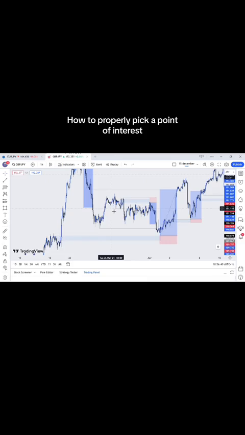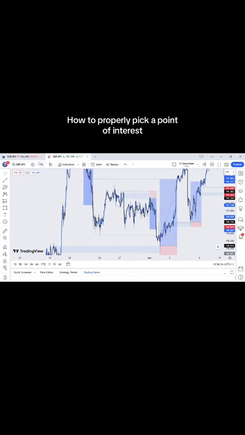Number two, the order block needs to have triggered a shift in market structure. And number three, the order block needs to have liquidity protecting it. So this is what I mean. If you're picking an order block, you have to make sure that price hadn't tapped into that order block before.